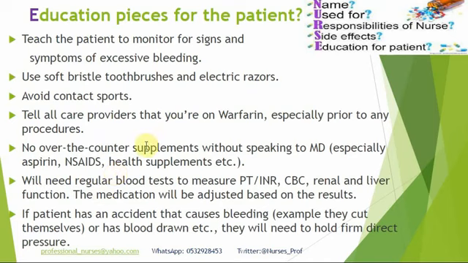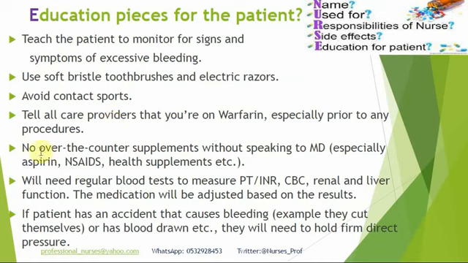What we have to educate our patient who is taking warfarin about is to monitor the signs and symptoms of excessive bleeding. We have to educate them to use a soft toothbrush and electric razor to prevent any injury. Also, we have to educate them to avoid contact sports, because they can also cause injury.